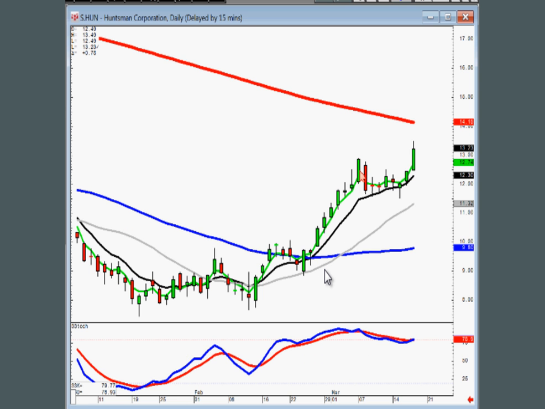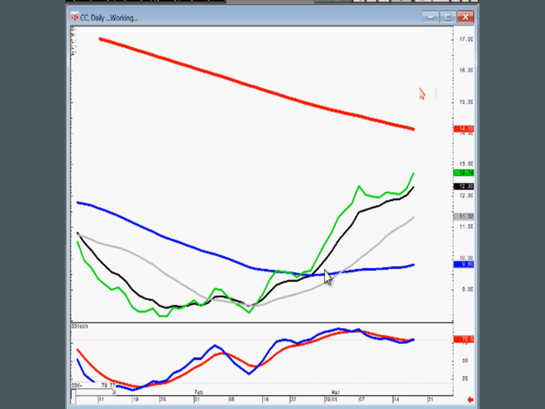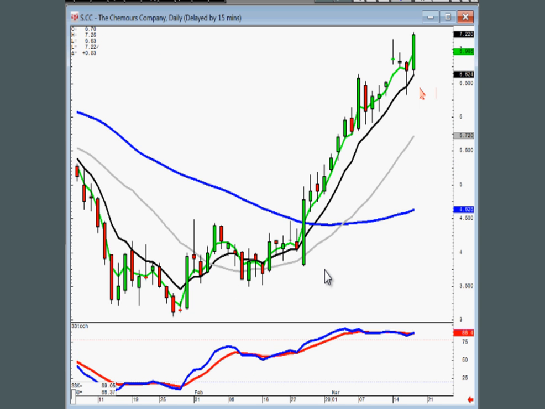Huntsman, there's your nice J-hook pattern. Wave 1, wave 3 should take you up through the 200. And CC was another chemical company. Notice the big bullish belt hold type signal that took you through the 50. How long do you hold on to this? Until you see a sell signal and a close back below the T-line.